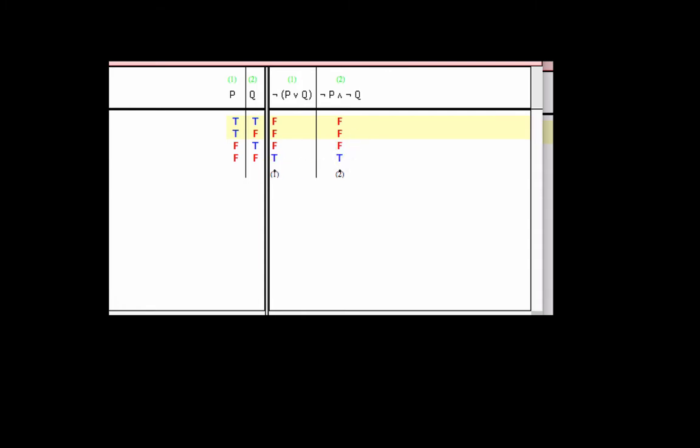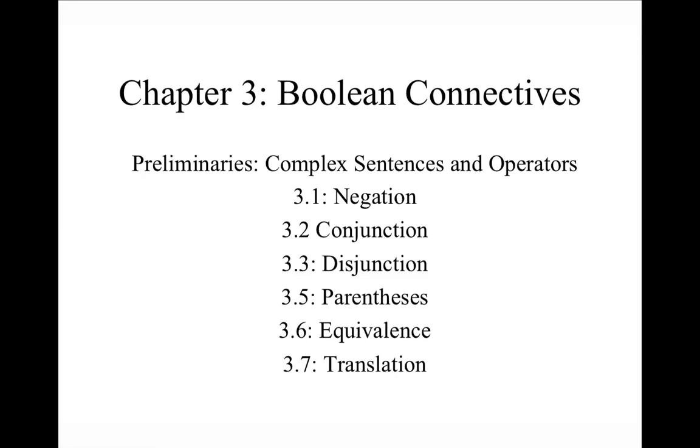So the sentence not either is equivalent to both are not, and vice versa. I hope this brief tutorial helps you get started on Chapter 3, Boolean connectives, in Barwise, Etchemendy, and Barker-Plummer's Language, Truth, and Logic.